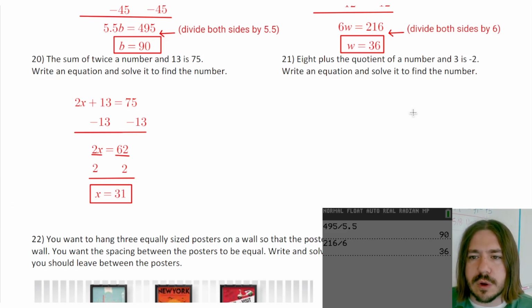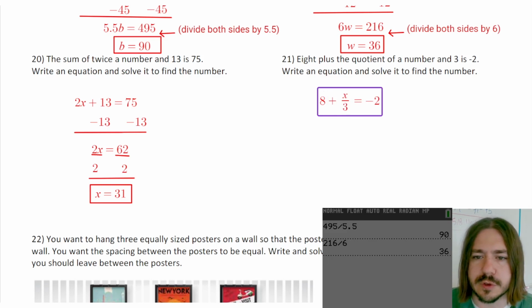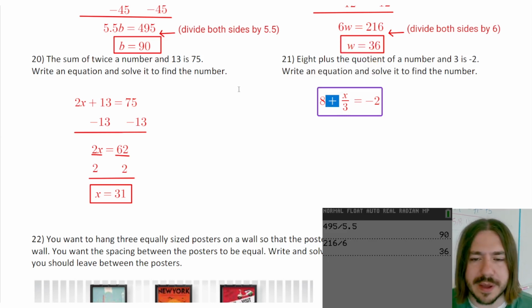8 plus the quotient of a number and 3 is negative 2. Write an equation and solve it to find the number. So 8 plus the quotient of a number and 3, so x over 3, is negative 2. So quotient means you're dividing. Is the equal sign. Plus is obviously plus. So let's go ahead and solve this. And we'll do that by subtracting 8 from both sides.